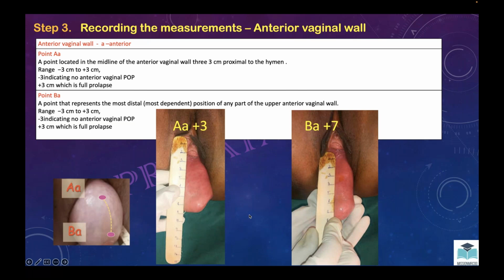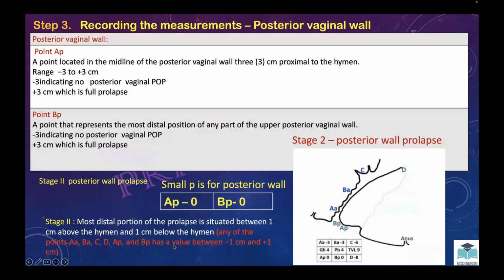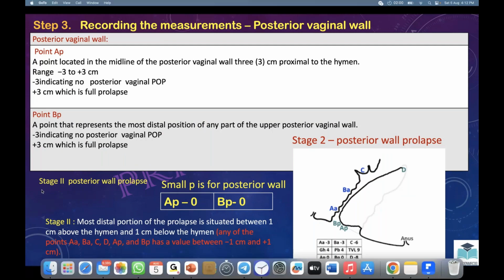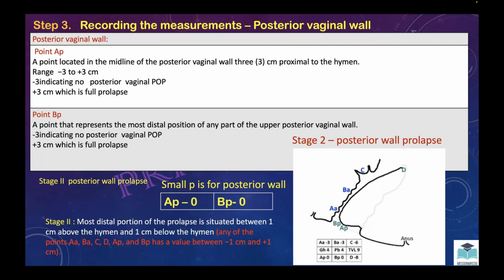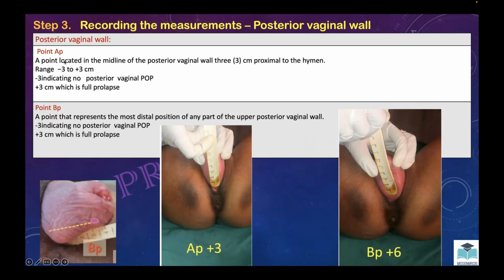Now, second part would be the recording of posterior wall. Okay. So it is exactly the same. So posterior wall, this small p is the suffix for posterior wall, and so point AP will be in the midline of posterior vaginal wall, 3 centimeter proximal to hymen. So if this is hymen, this point ideally should be inside, and it is -3, but here it is completely out, so it is +3. Okay, now BP is the point that will be the most distal part. So this is the most distal part of the posterior vaginal wall prolapse.